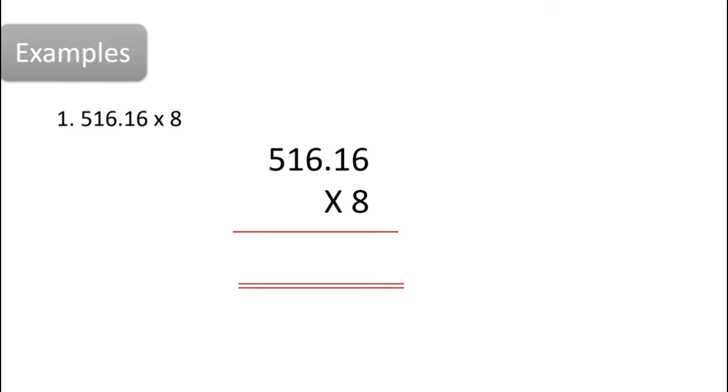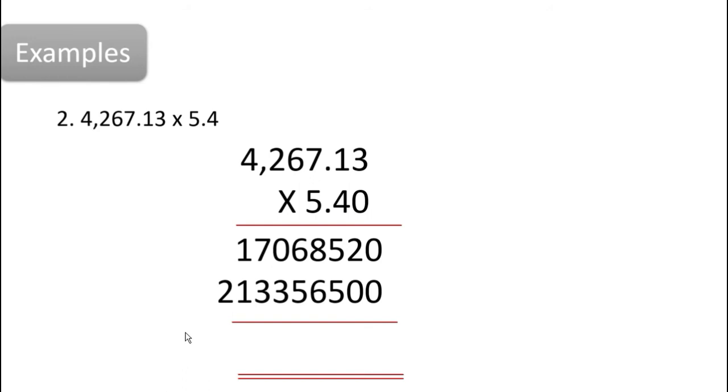Let's practice some examples to get better. The first example is 516.16 times 8. When we multiply these two numbers ignoring the decimal point, as if they are whole numbers, completely ignoring the decimal point, we get the answer 412628. When we add the decimal point, we get the answer 4,126.28.